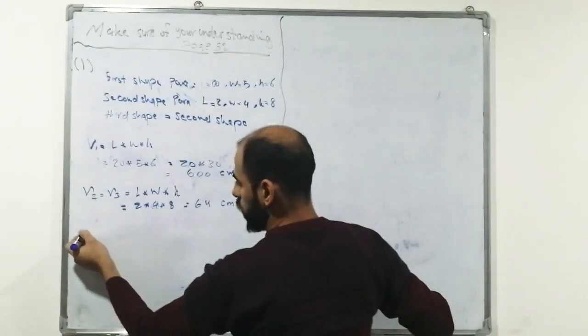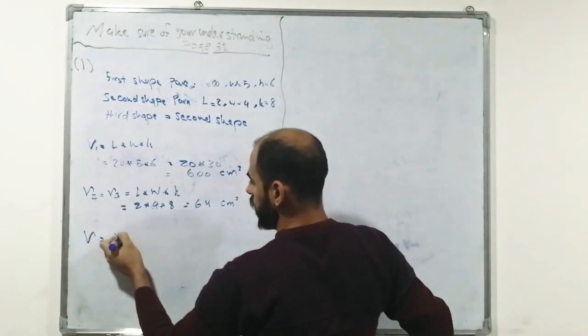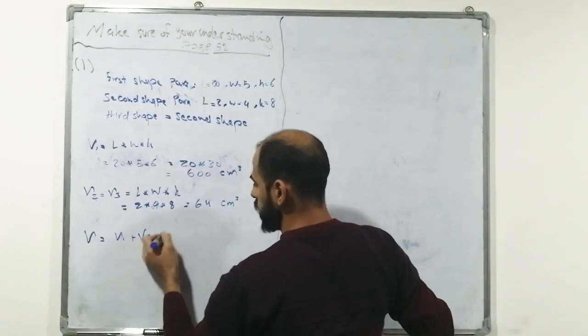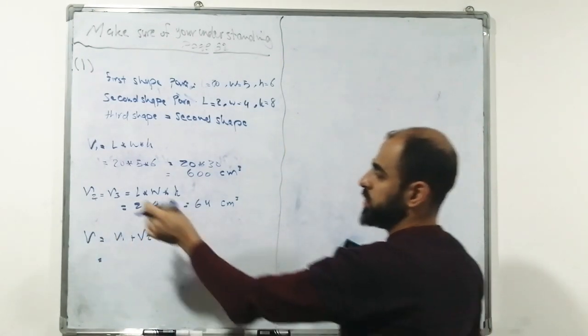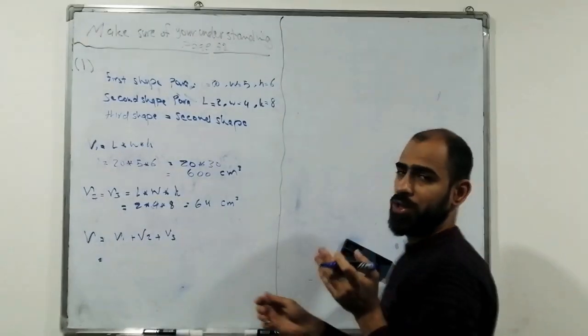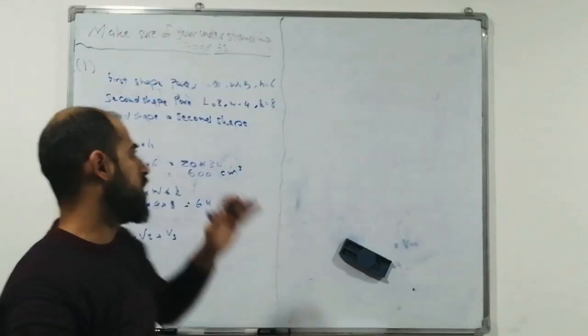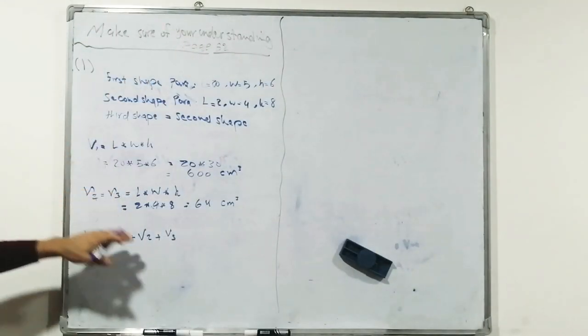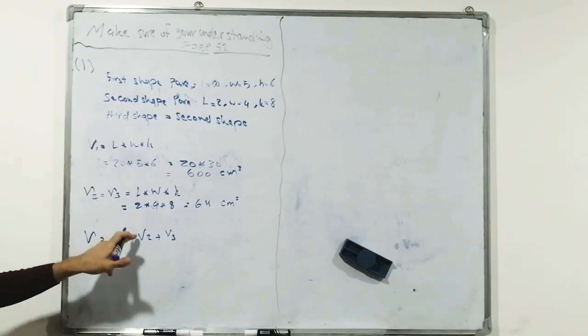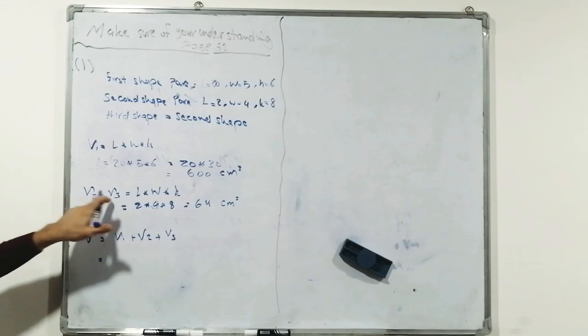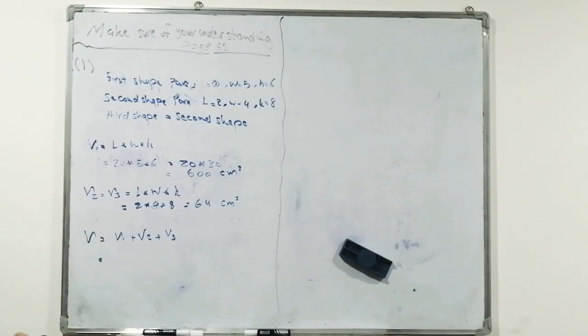So the volume of the compound shape equals V1 plus V2 plus V3, or V1 plus 2 by V2, since V2 equals V3. That means the volume of the compound shape is the volume of the first shape plus the volume of the second shape plus the volume of the third shape. Or the volume of the first shape plus 2 times the volume of the second shape, because the second and third shapes are equal, so we can multiply the volume by 2.